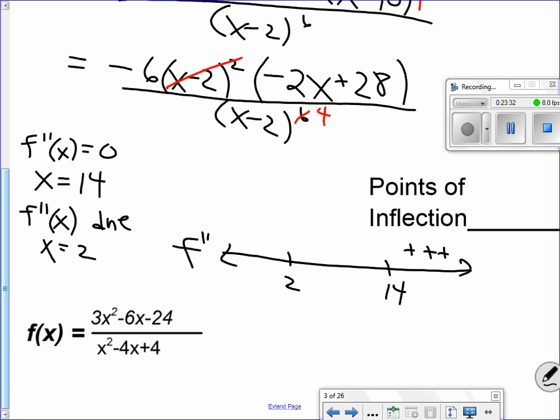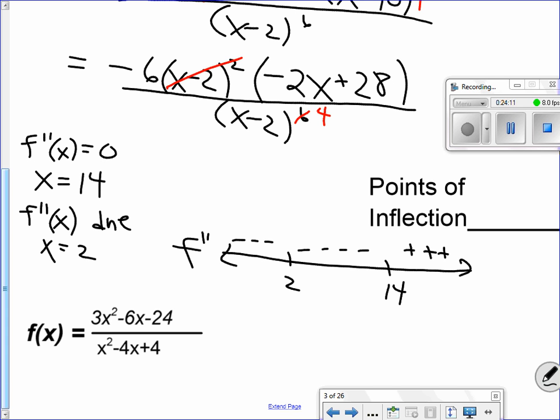What about a number between 2 and 14? I'm taking 10. Negative 6 is negative. If x is 10, negative 2x plus 28 is positive, and a negative times a positive is negative. Now I need a number less than 2. 0. All right, negative 6 is negative. If x is 0, that's positive. So a negative times a positive is negative.